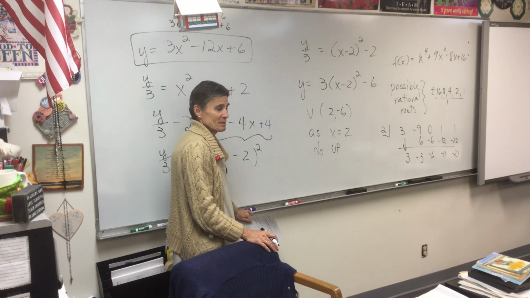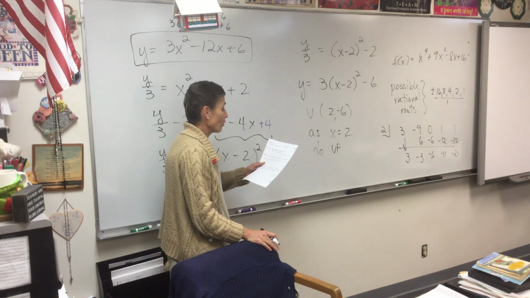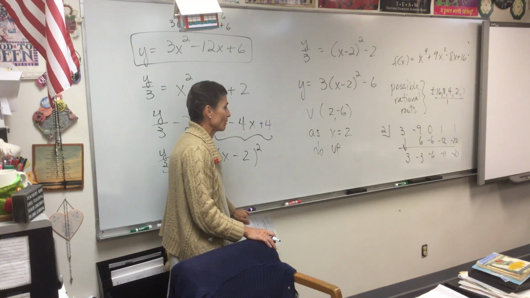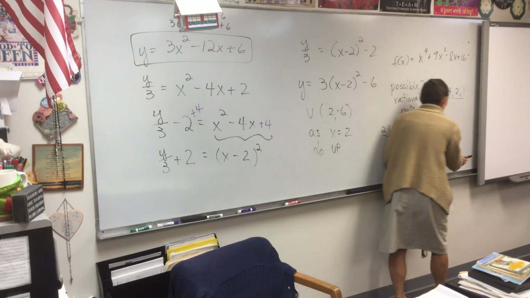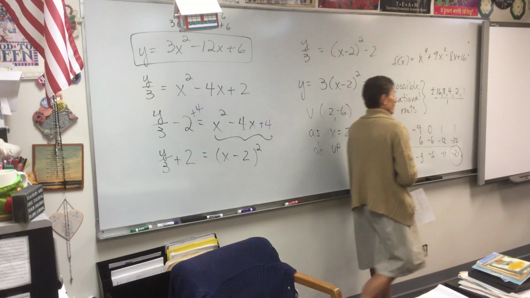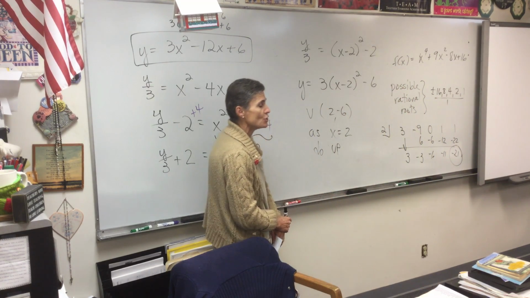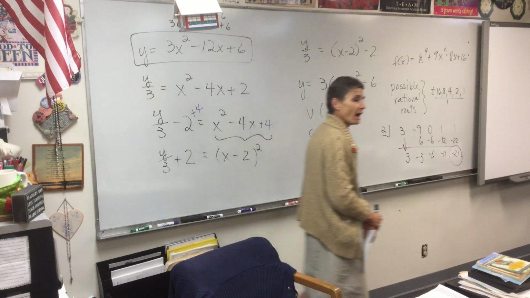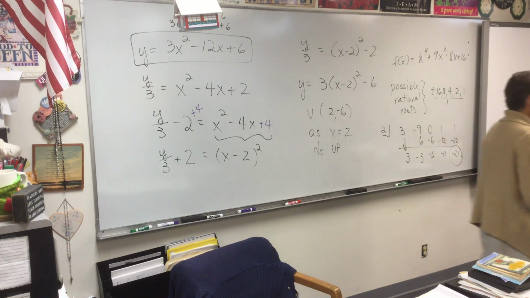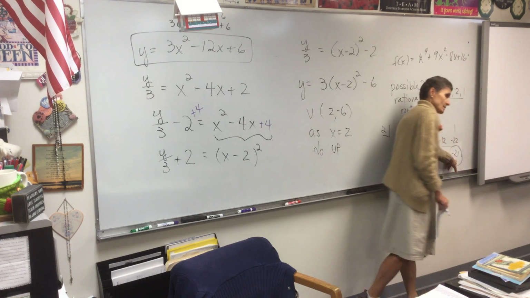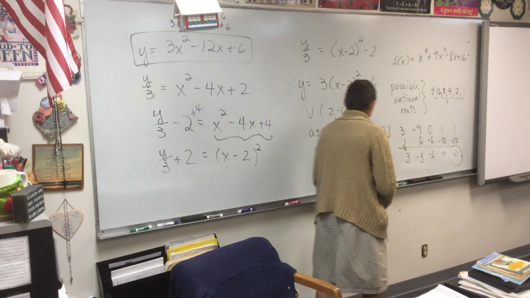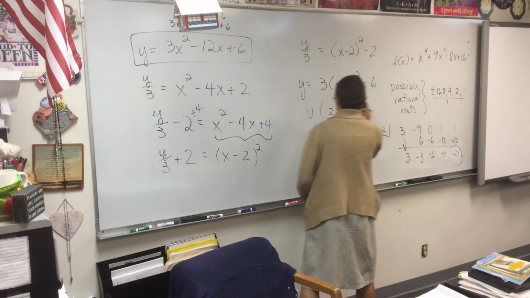What's the remainder? That was the question. Is it a factor? Why or why not? The remainder is negative 21. So the answer is no. It is not a factor because I have a remainder of negative 21. If it's a factor, what will this number be? 0. 0.